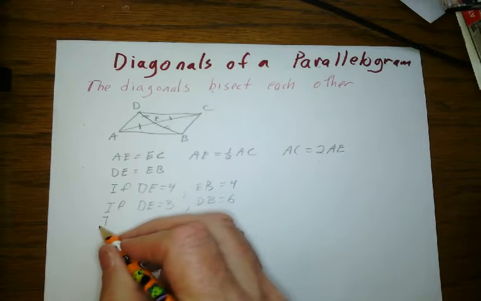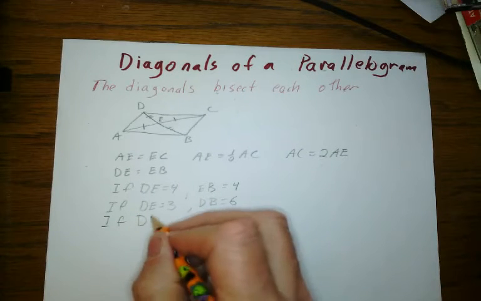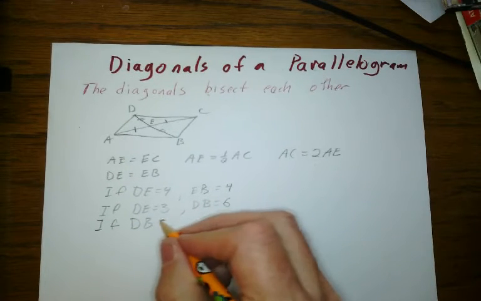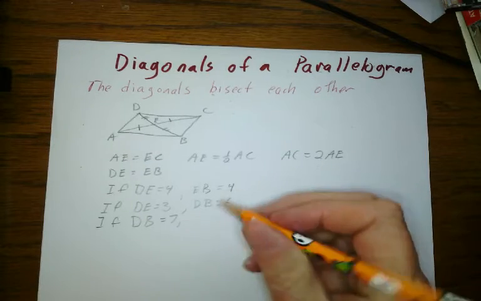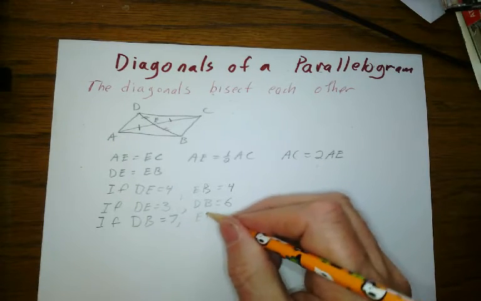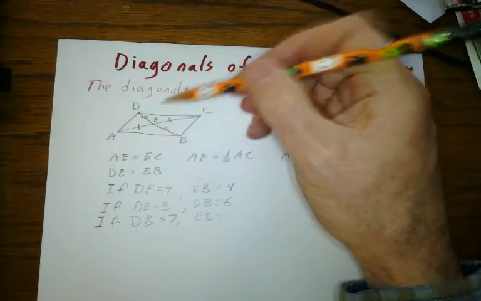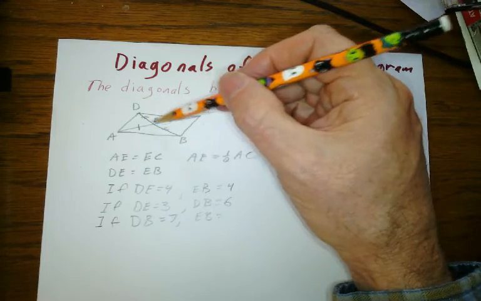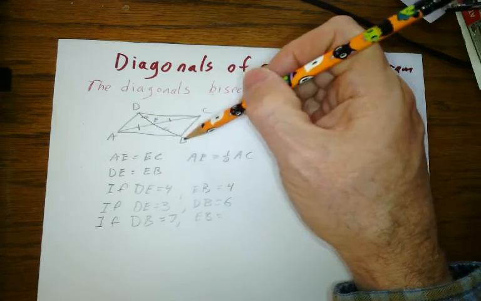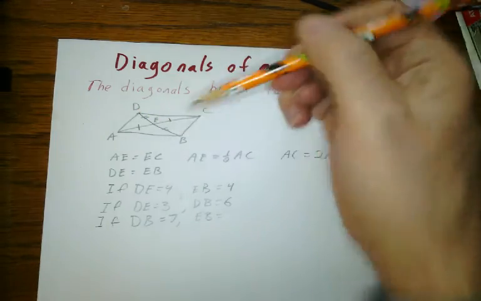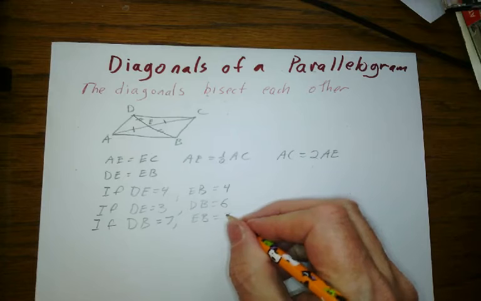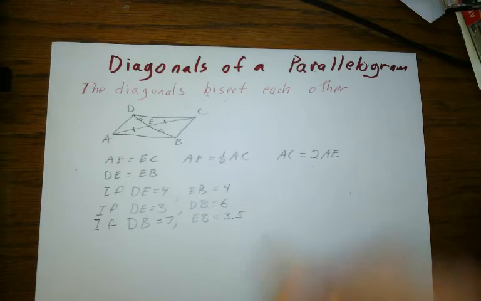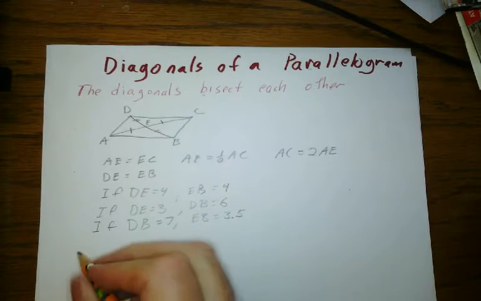Let's just do one more. If DB is equal to 7, what is EB? Well, DB is the entire diagonal. EB is the half diagonal, so you have to take half of 7, which is 3.5. All right, let's do some algebra problems.